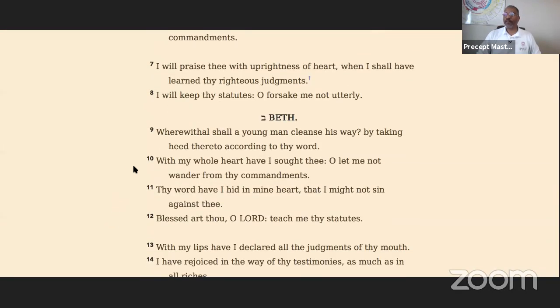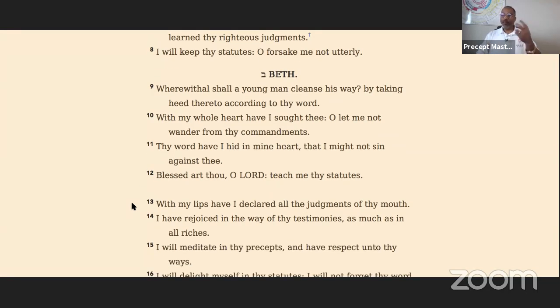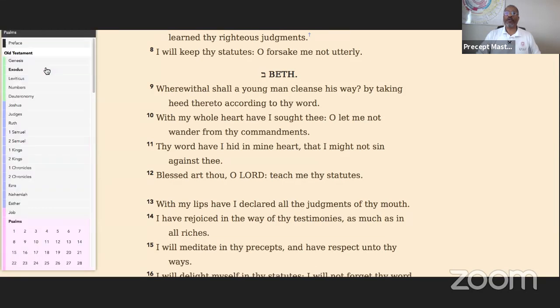It says, with my whole heart I sought thee. Oh, let me not wander from thy commandments. Thy word have I hid in my heart, that I might not sin against thee. That's what he had done. Blessed art thou, O Lord. He's talking about the knowledge that he has. Teach me thy statutes. He's letting you know. Now watch this. With my lips have I declared all the judgments of thy mouth. How do we know he did this? This is what went on.